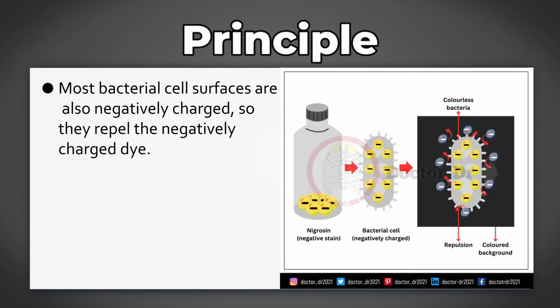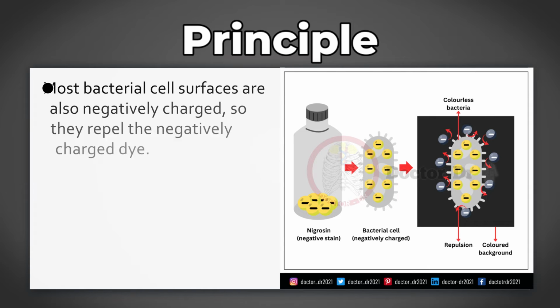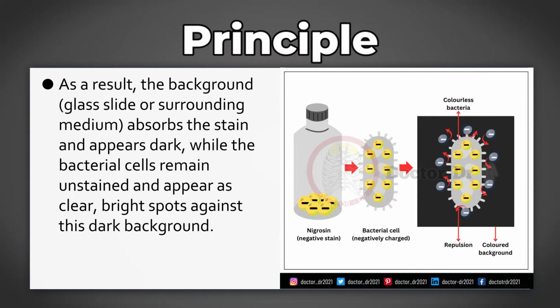Most bacterial cell surfaces are also negatively charged, so they repel the negatively charged dye. As a result, the background, glass slide, or surrounding medium absorbs the stain and appears dark, while the bacterial cells remain unstained and appear as clear, bright spots against this dark background.